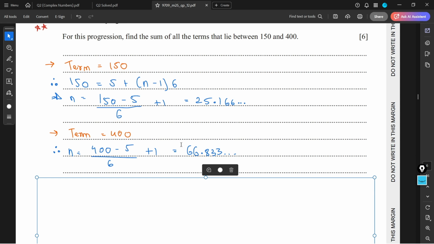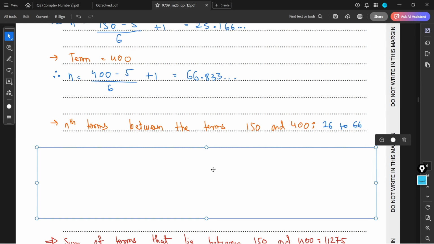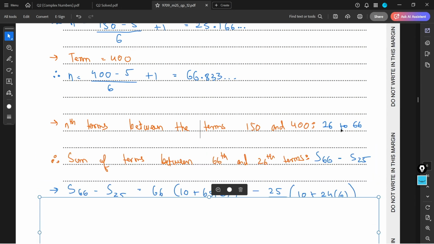So the term just below that will be the term whose value is less than 400, because at n equal to 66.833 we have exactly 400. So the value of n should be 66 for which the term will be less than 400. Therefore, the terms we are interested in are from 26 all the way up to 66. Those are the key terms in this AP, and over here I need to find the summation of the terms that lie between 26 and 66.